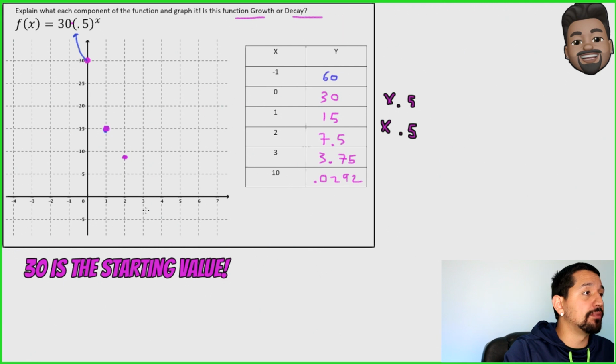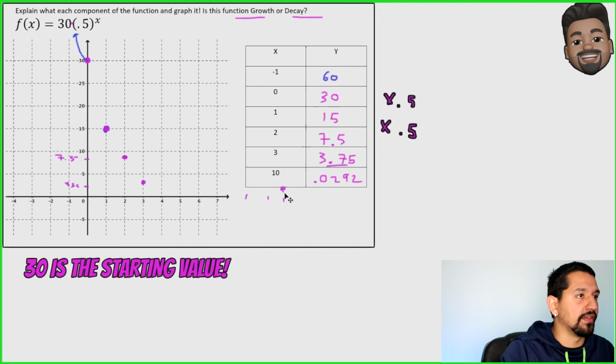At 3, it's 3.75, so again I'm going to estimate it. The y value is 3.75, so somewhere here. This would be 7.5 right here, and this right here is 15, which you got. And then at 10, which I don't even have on the graph, it's even lower than that. It's right here, almost close to 0. So you can see this graph. Look how it looks when we look at it from left to right.